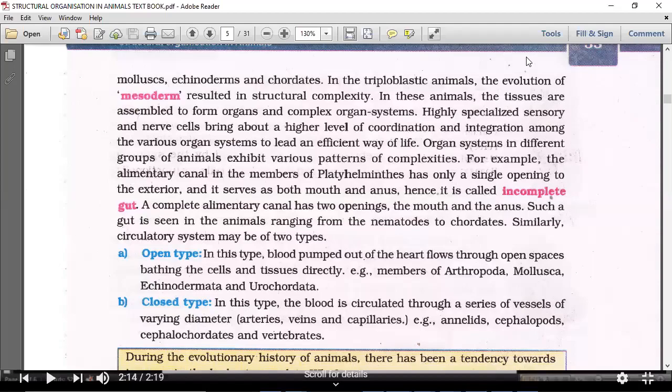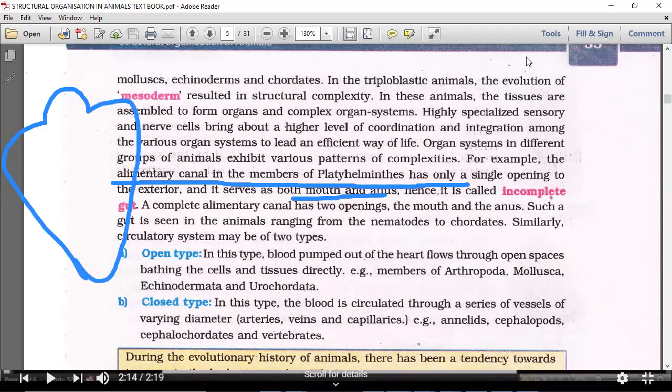So the elementary canal. We are beginning from here. The elementary canal in the members of Platyhelminthes has only a single opening to the exterior, and it serves as both mouth and anus. Let's take a representative from there to understand.